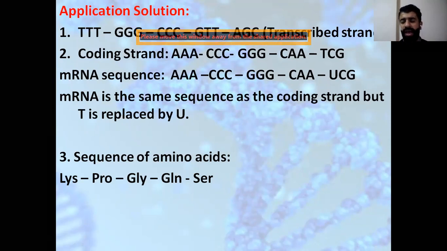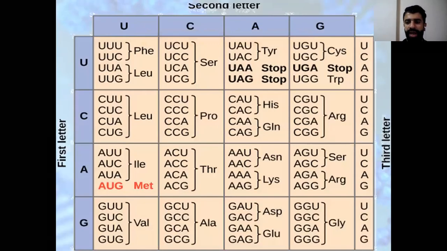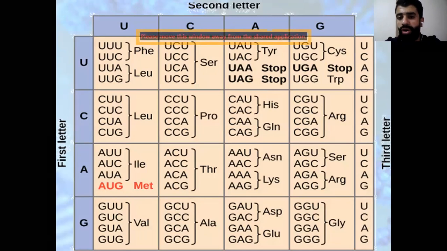Sequence of amino acid. How can I determine the sequence of amino acid? Sure, not from my own mind. I have to use the genetic code table. Do we have, Mr. Muhammad, to study this genetic code table? No, you don't have to, but you have to study only three.